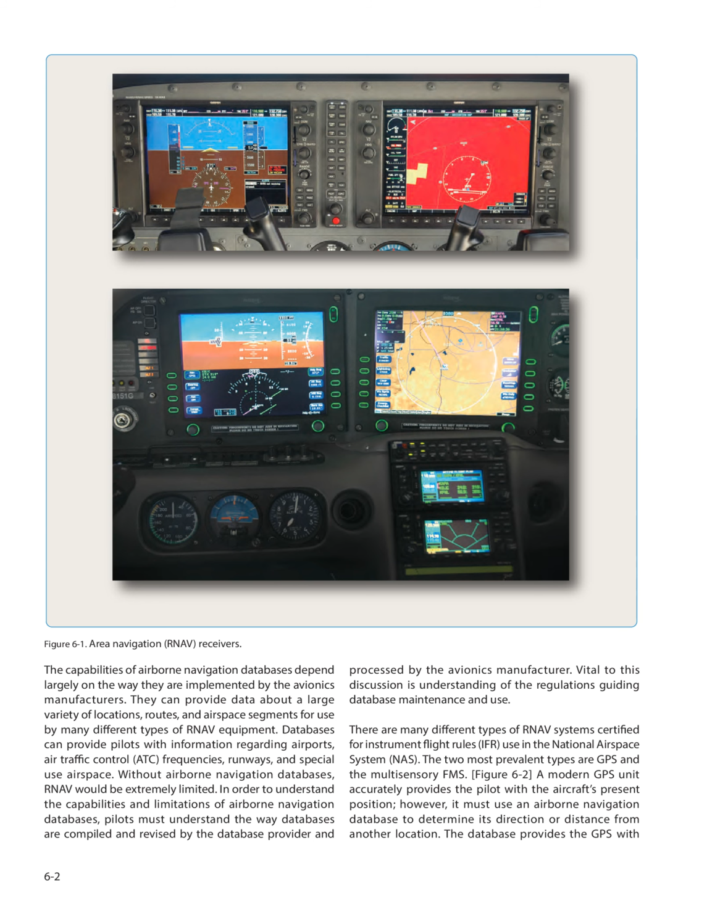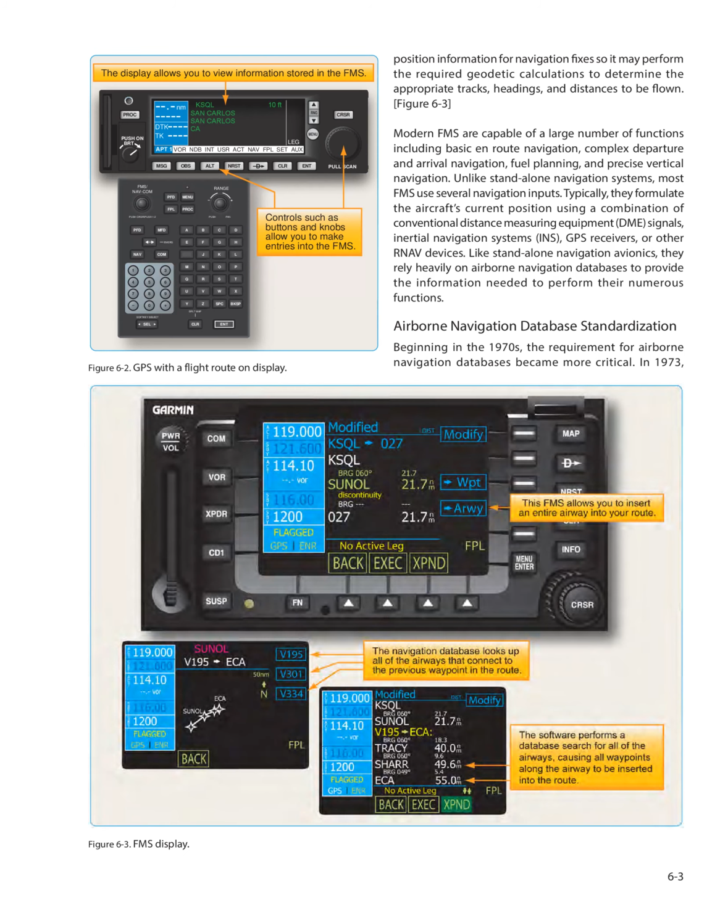Figure 6.2. A modern GPS unit accurately provides the pilot with the aircraft's present position, however, it must use an airborne navigation database to determine its direction or distance from another location. The database provides the GPS with position information for navigation fixes so it may perform the required geodetic calculations to determine the appropriate tracks, headings, and distances to be flown.